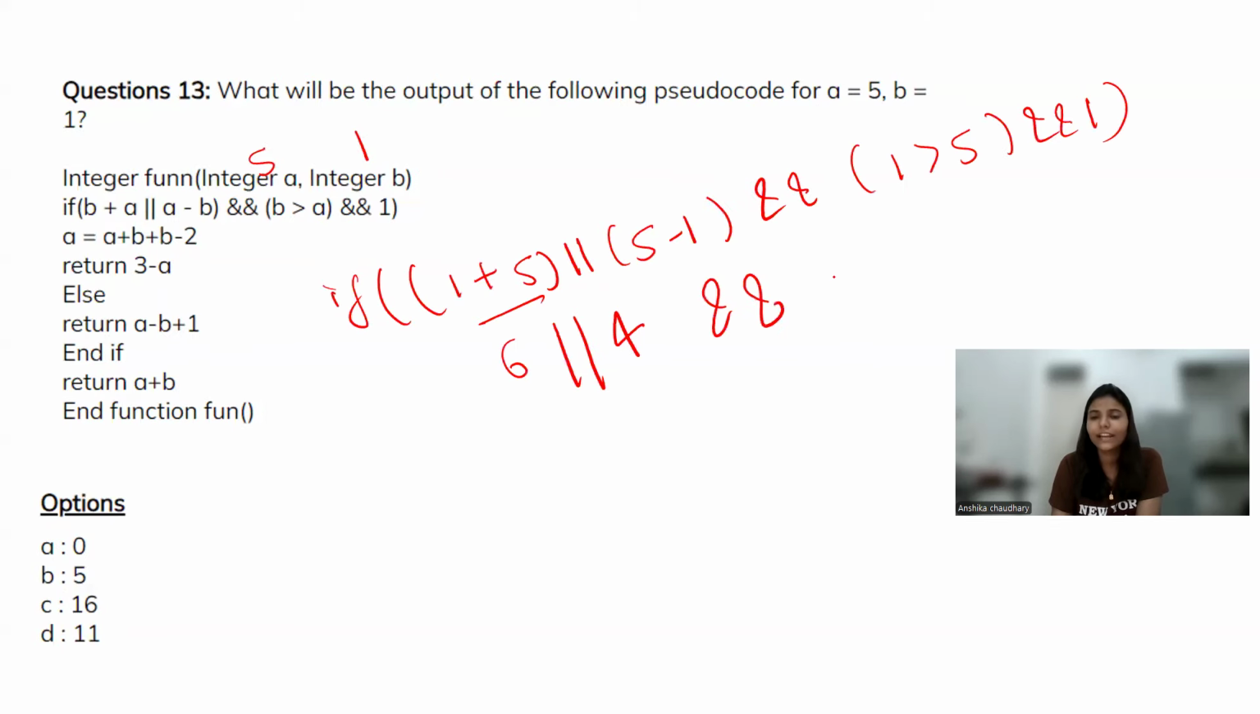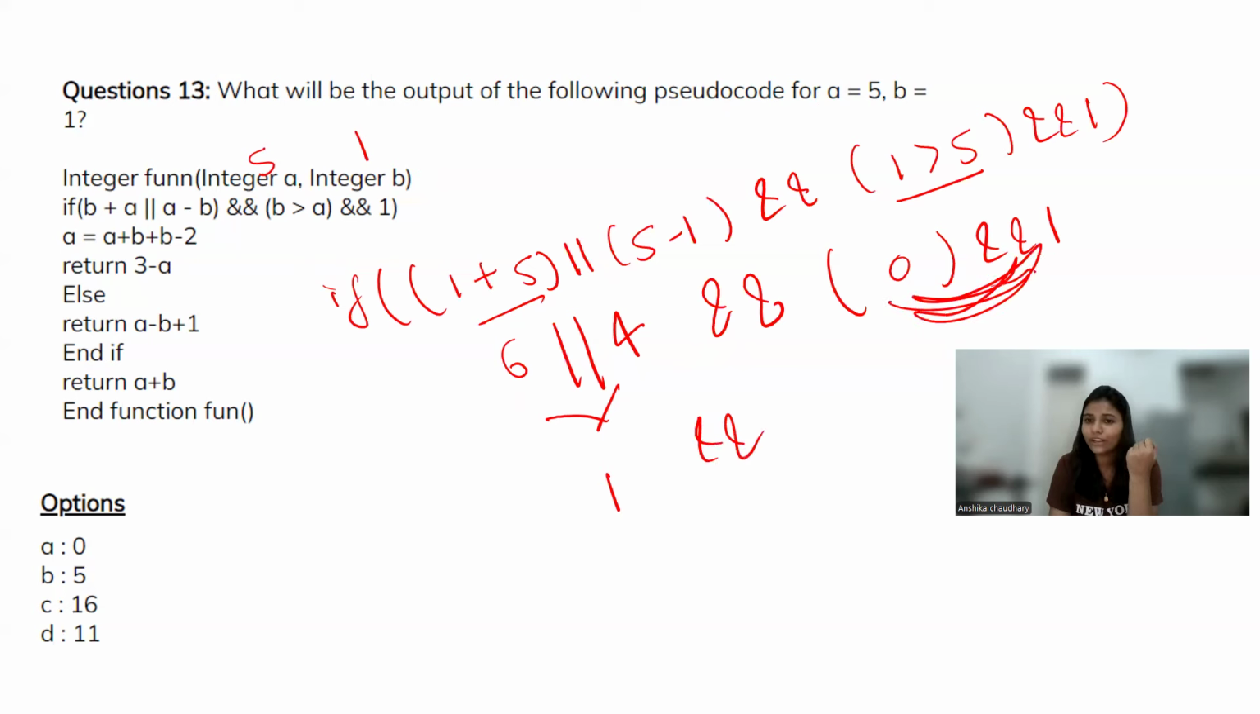This is the logical AND. Now let's solve this. 1 is greater than 5, so it will return 0, and 1, right? Solve them. 6 or 4, both are non-zero values, so it will return the true value only. So I can say the return value will be 1, or I can say true, and it will return 0. 0 and 1 will be 0 only, right? So 1 and 0 will ultimately be 0. So the whole condition of if is 0.